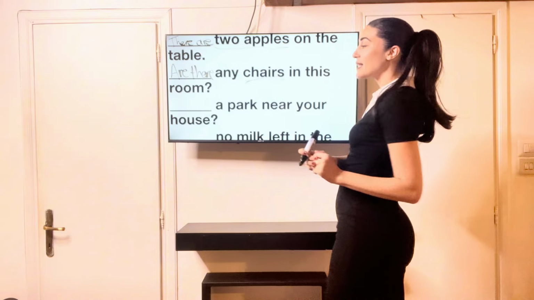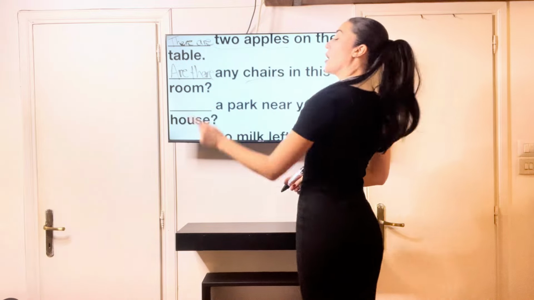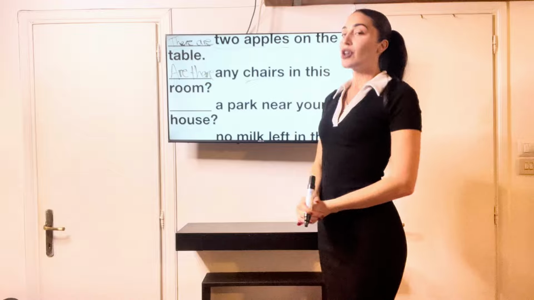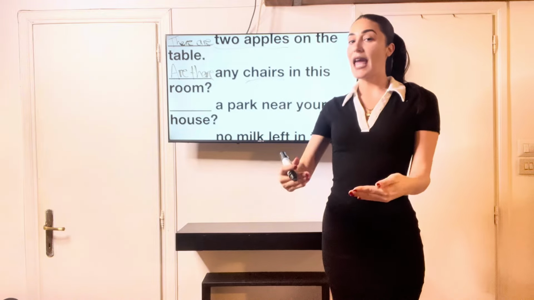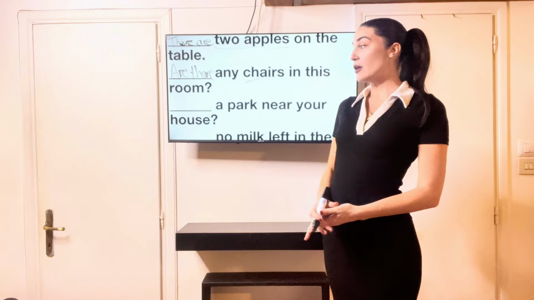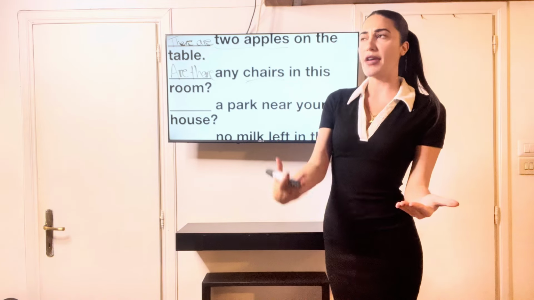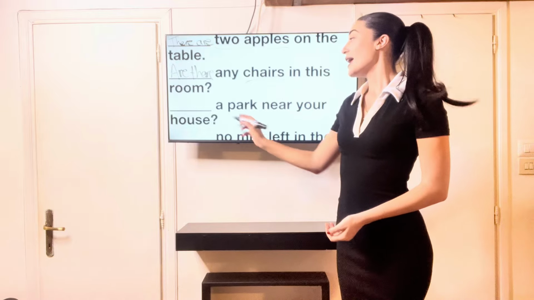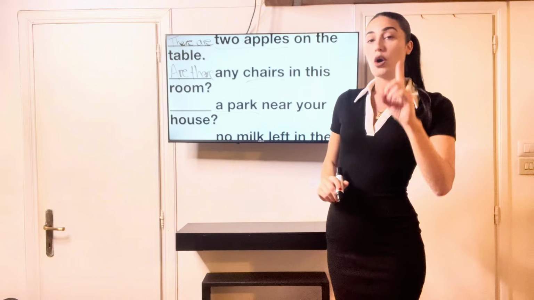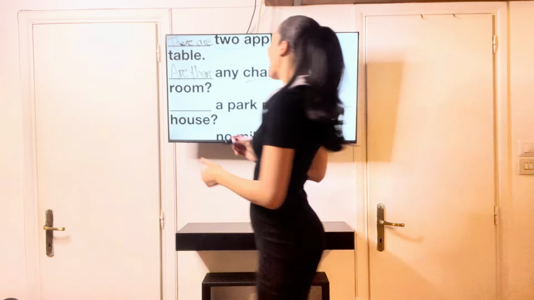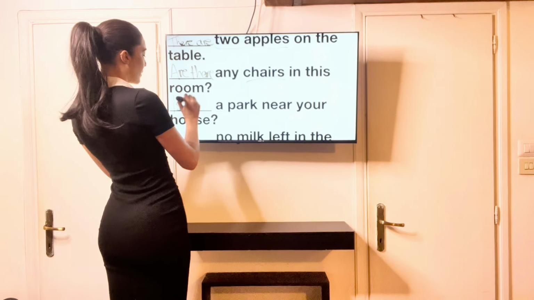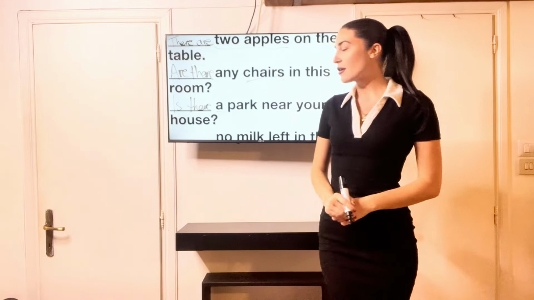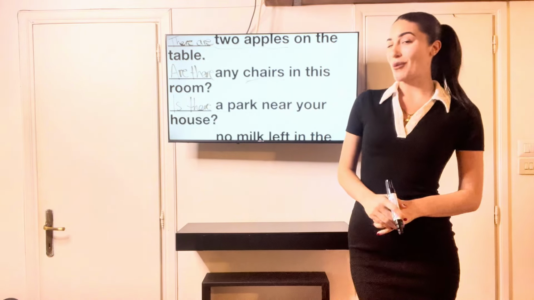Okay, and this one. A park near your house? It's a question, so it's going to be, is there a park near your house? Or are there a park? What's the answer, everybody? A park. One, singular. It's is there. Is there a park near your house? Well done if you got that one correct.